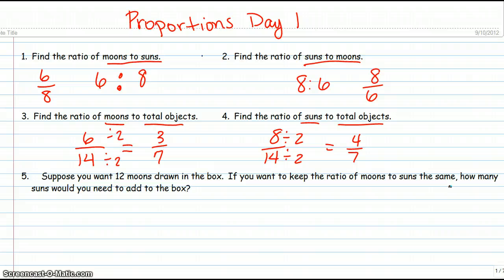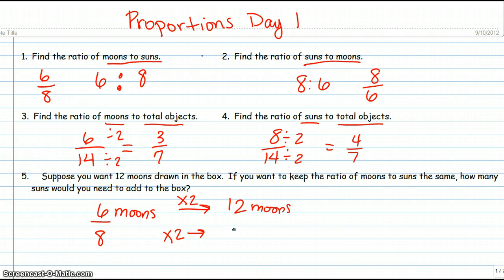Well, right now there are 6 moons, and we want to make 12 moons. Well, that's exactly double, or times 2, the amount that we have. In order to keep the ratio 6 over 8, we have to also multiply 8 times 2, which means we would need a total of 16 suns. So how many suns would we have to draw? We would have to draw 8 suns in order to keep our ratio the same.